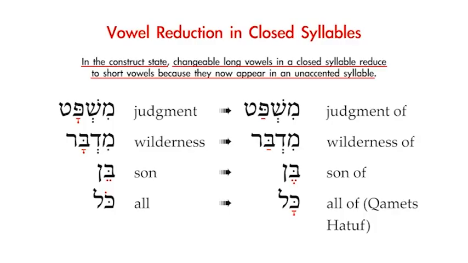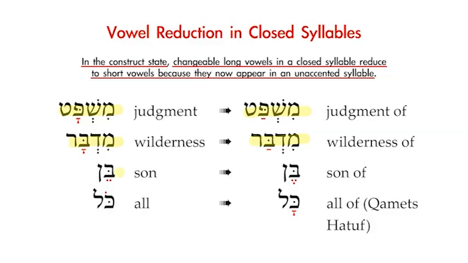So let's look at some examples of closed accented syllables reducing their vowels in the construct state. The first example is mishpat. The absolute or lexical form is with the qamets in the final closed syllable. In the construct state, we have mishpat. The qamets has reduced to pathach in what is now a closed, unaccented syllable. In our second example, we have midbar for wilderness. And then we have midbar, where the qamets has reduced to pathach, meaning wilderness of. The reason for that reduction is because now that second syllable in midbar is closed and unaccented.